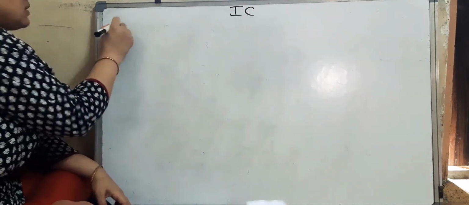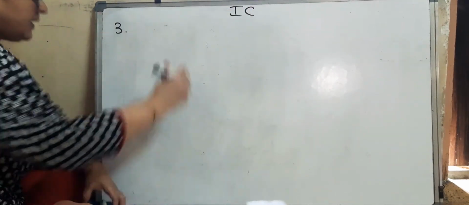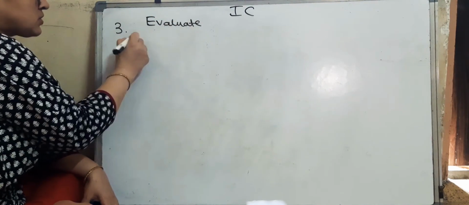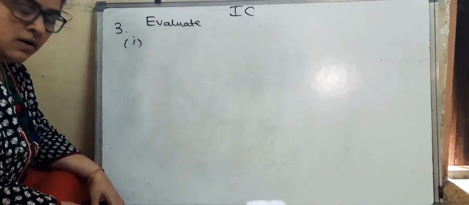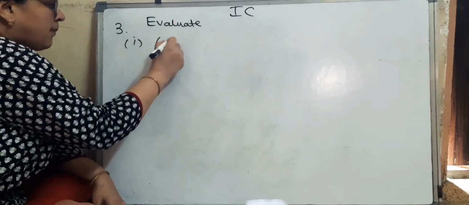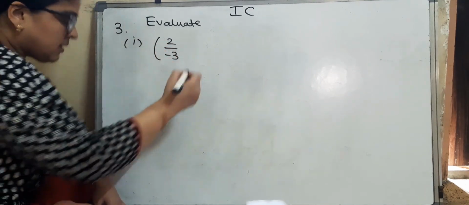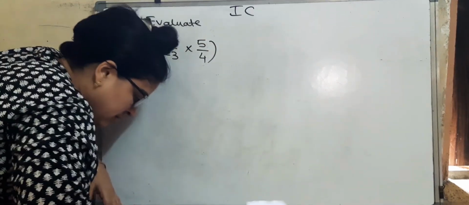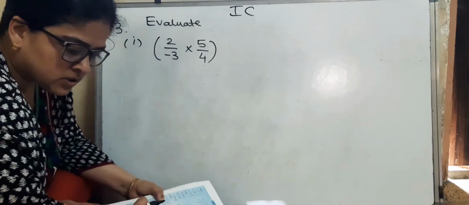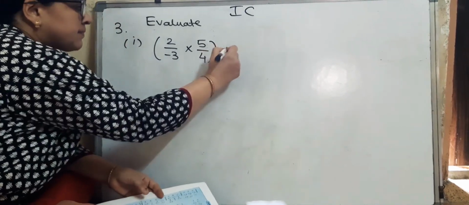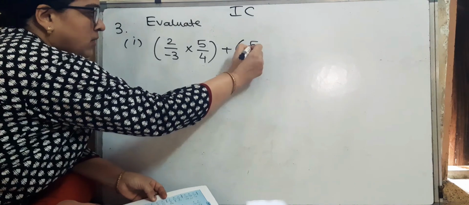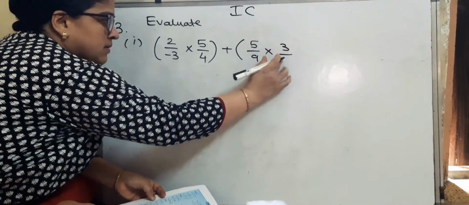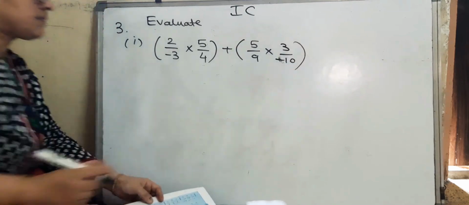Now third question, evaluate. First question, 2 upon minus 3 multiply by 5 upon 4 plus 5 upon 9 multiply by 3 upon minus 10.